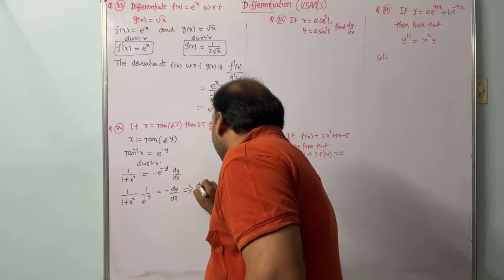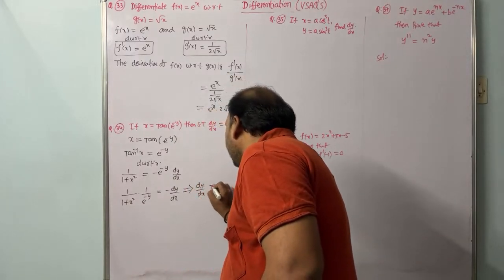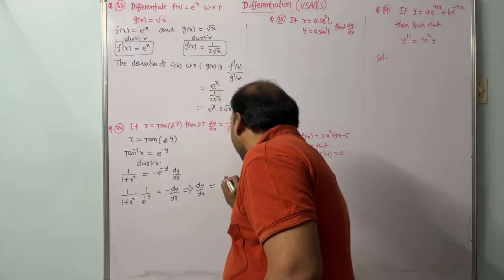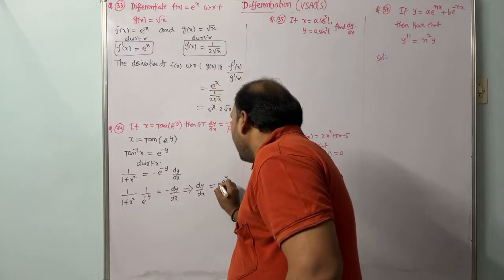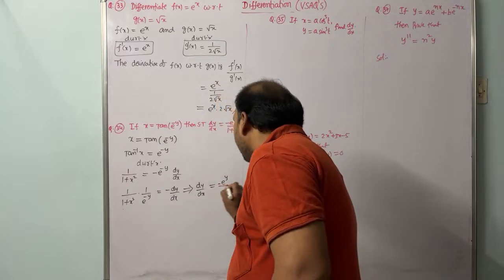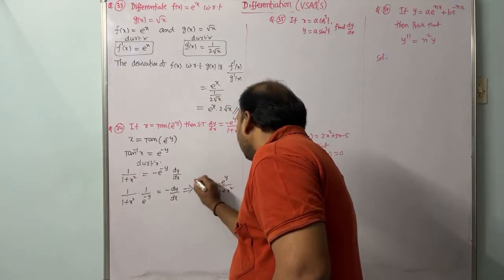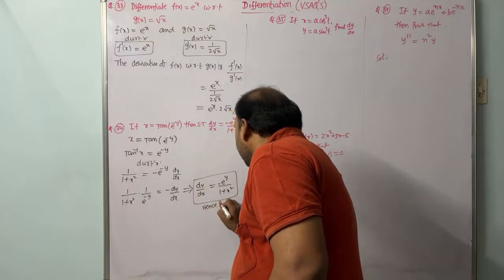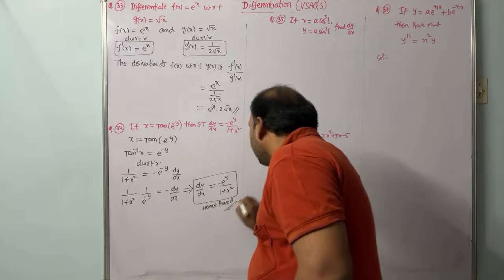That implies that dy by dx is equal to e power minus y, bring it to the numerator, it will become e power plus y. And this minus will come this side, by 1 plus x square. That's what they are asking to prove. Hence proved.